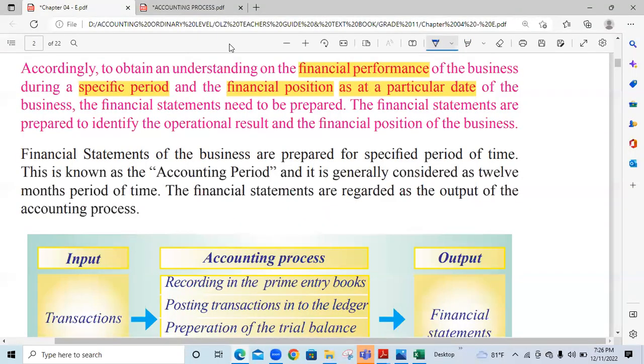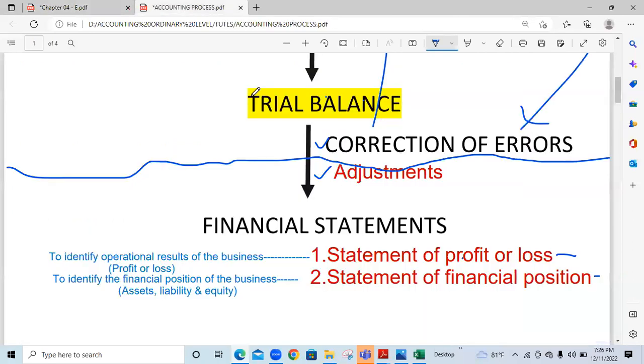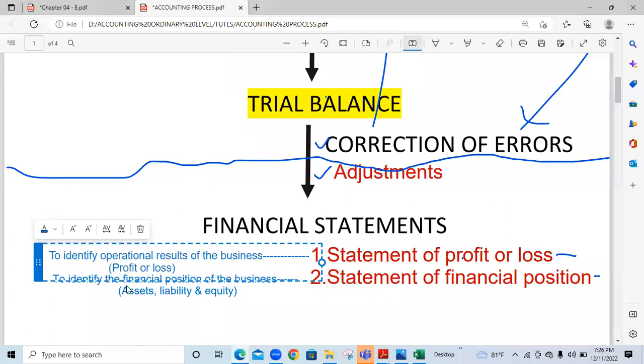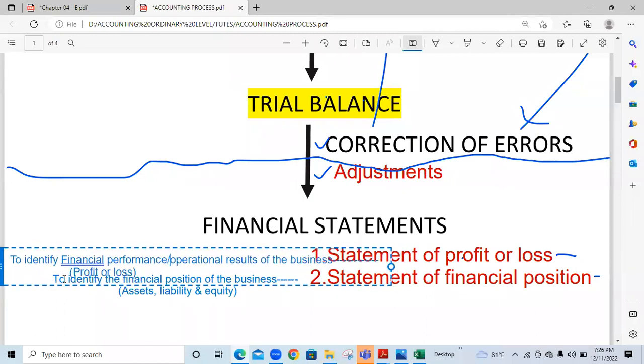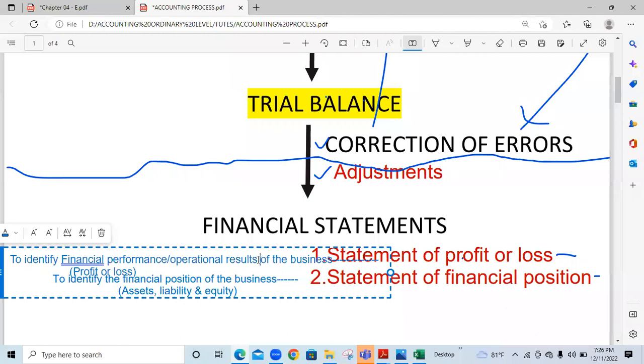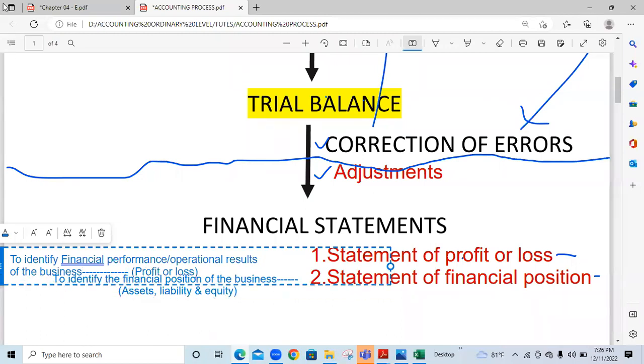Either you can say operational results or another word, a better word. We say financial performance. Can you please write that as well? We say financial performance, or we can say operational results. The performance of the business. How well is the business performing financially? That's what financial performance means.